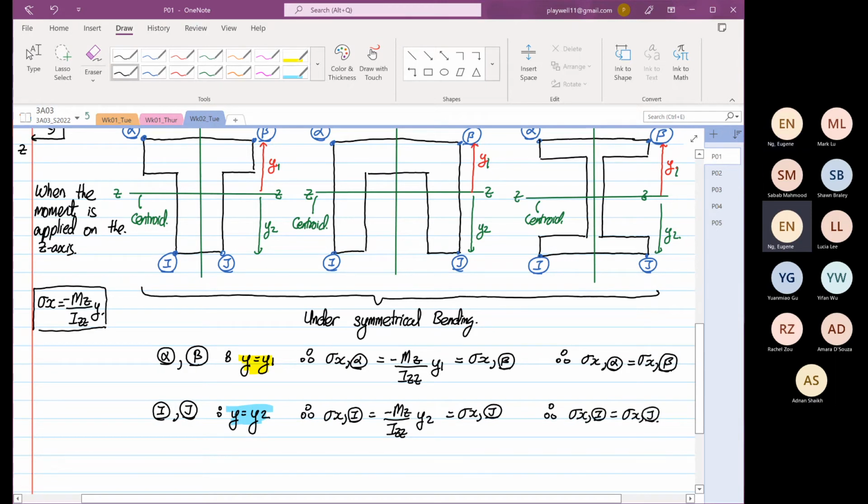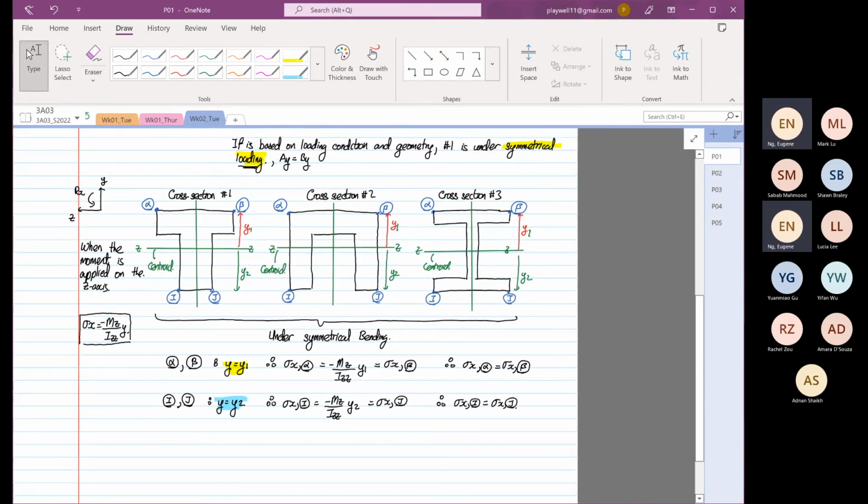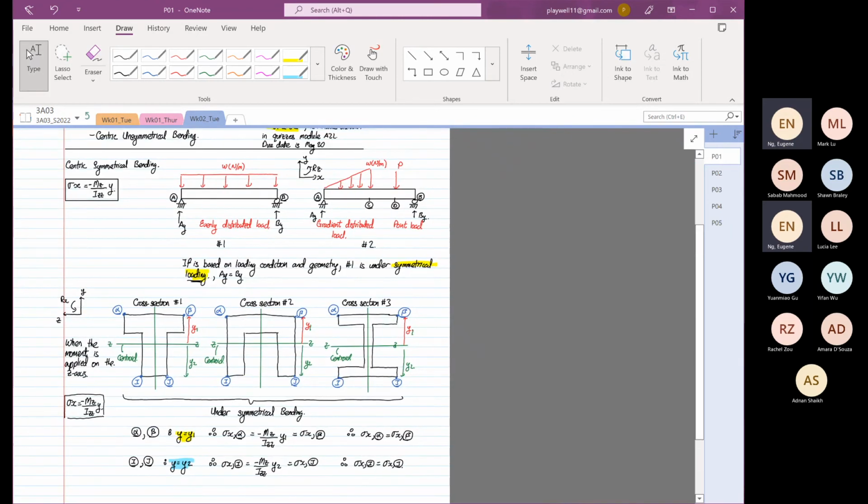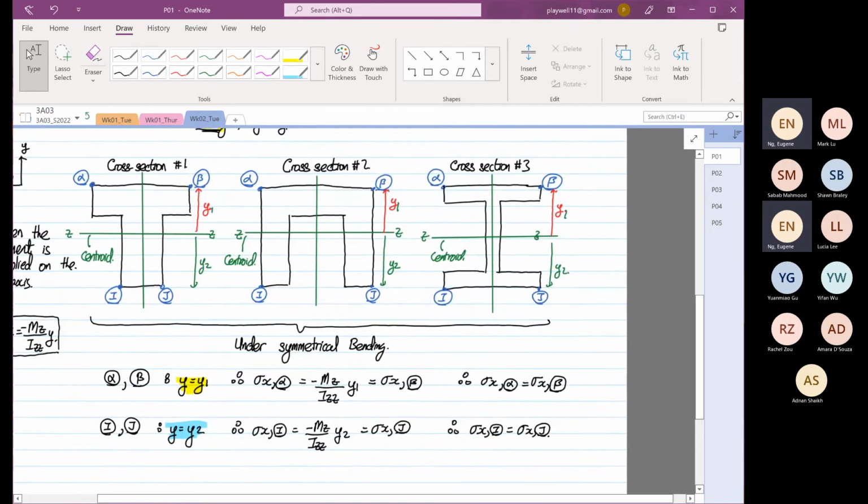So what did we conclude? We now know that whether it is symmetrical or unsymmetrical bending, we can't tell by the loading condition. It's all based on the stress field.